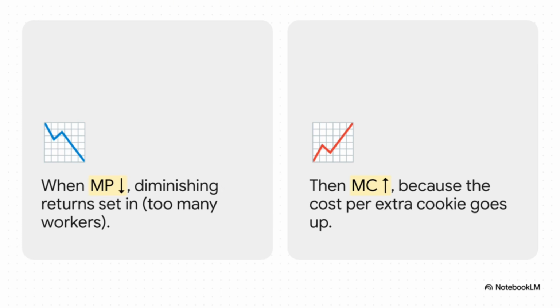Then we get to phase 2. The kitchen's getting crowded. People are bumping elbows. Diminishing returns kick in, and productivity starts to fall. So as marginal product goes down, the marginal cost of making each extra cookie has to go up. And that's what creates the upward sloping part of the curve.